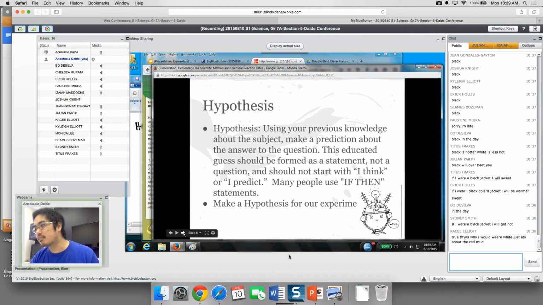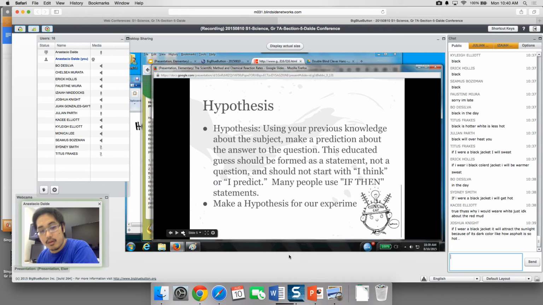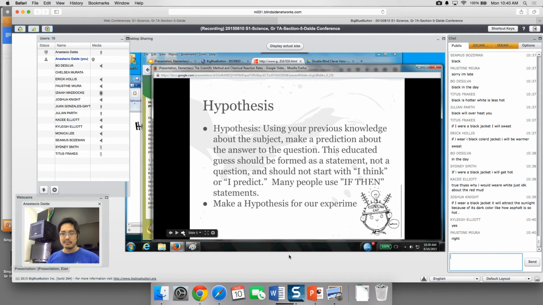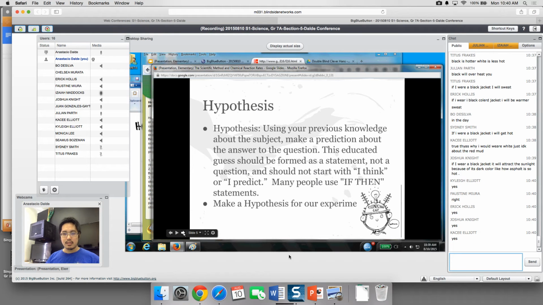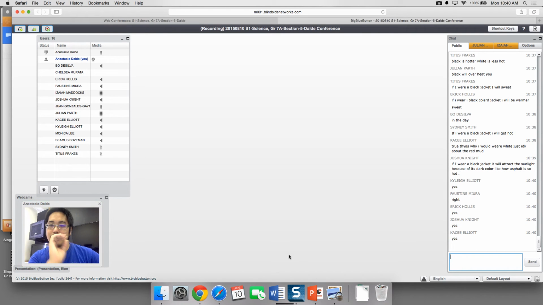So for this experiment, it seems like all of you have said, if I wear a darker colored jacket, then it will be warmer. Is that correct? Am I pretty much summarizing what everyone is thinking? The pigment of the color gets absorbed to the light. I learned this in 5th grade. Okay, you learned this in 5th grade. I'll tell you what. The best thing for us to do is to experiment with it.